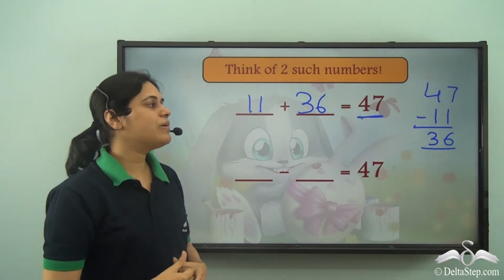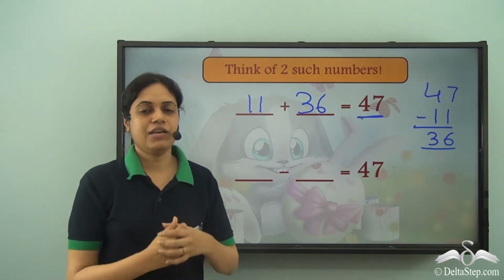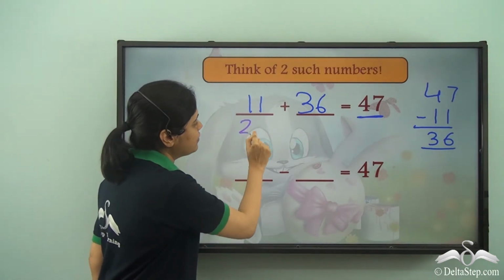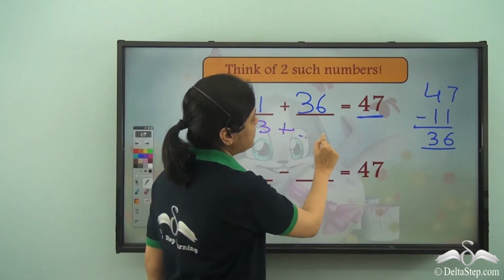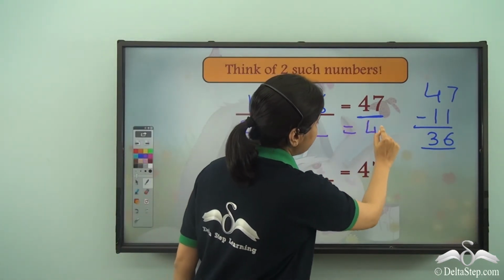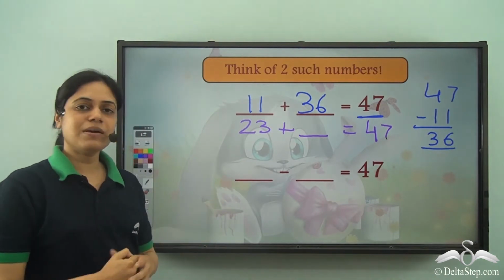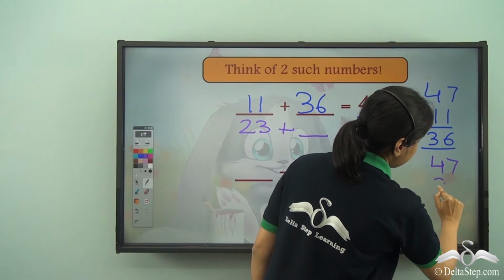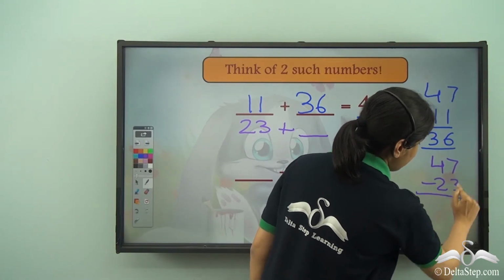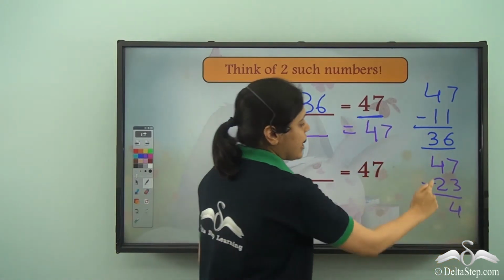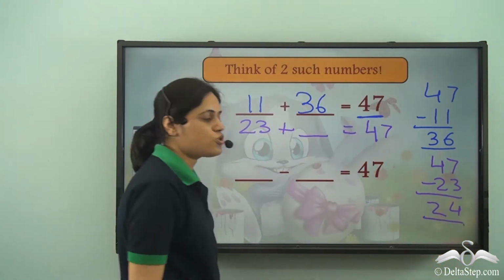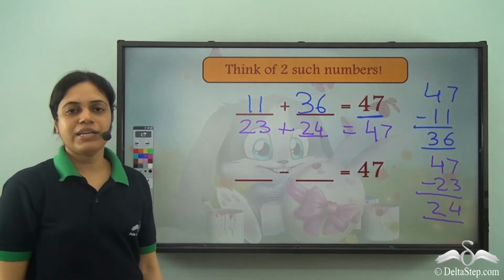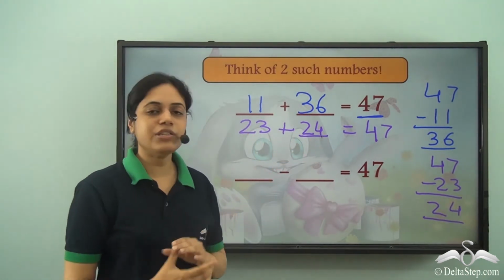So take another number less than 47. Say, take 23. So if I take 23 plus something equal to 47, how do I find this something? Once again, 47 minus 23. So 7 minus 3 gives me 4 and 4 minus 2 gives me 2. So I have 24 here. So my numbers are 23 and 24 in this case.